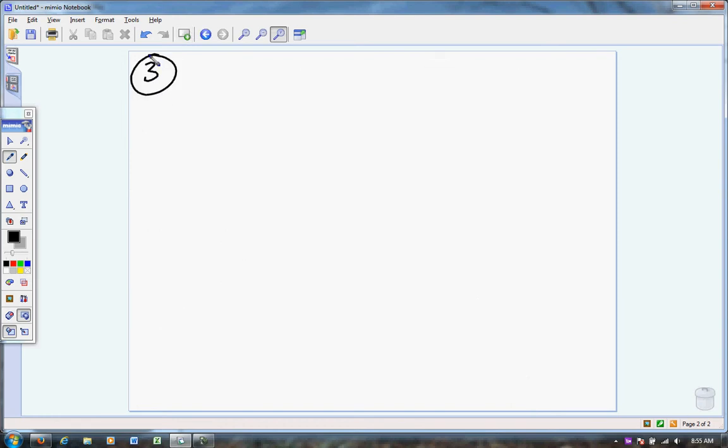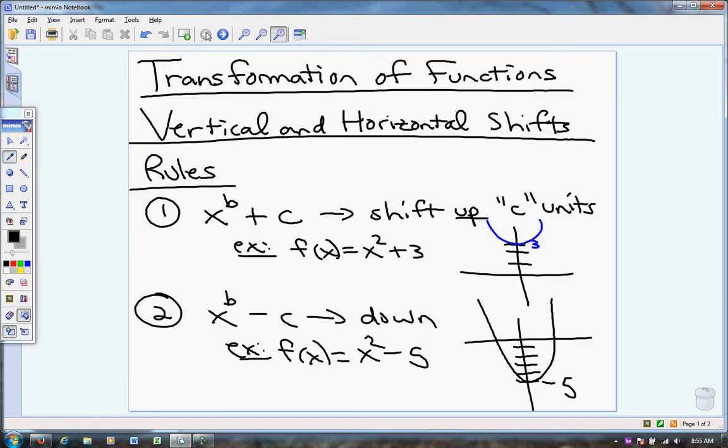The next rule is, and by the way, let me come back here for a second. These rules also apply to the square root function. I'm not going to draw all of these right now, but keep in mind that these also apply to other functions. It's not just the quadratics. We're going to do some more examples of that in a minute.